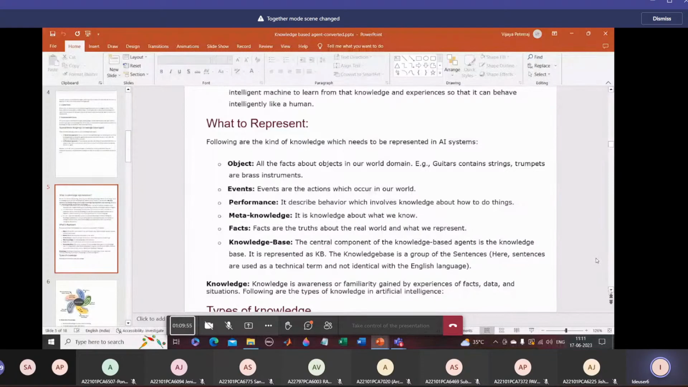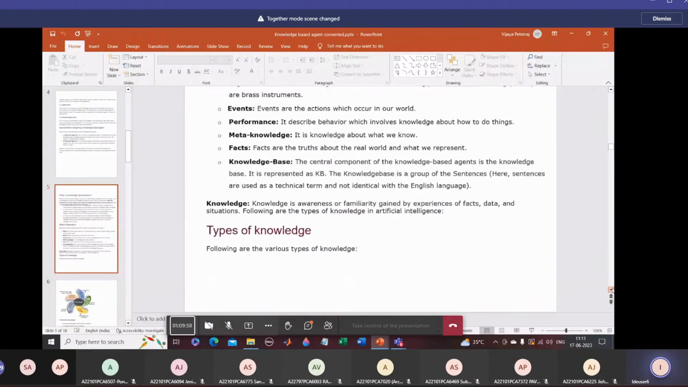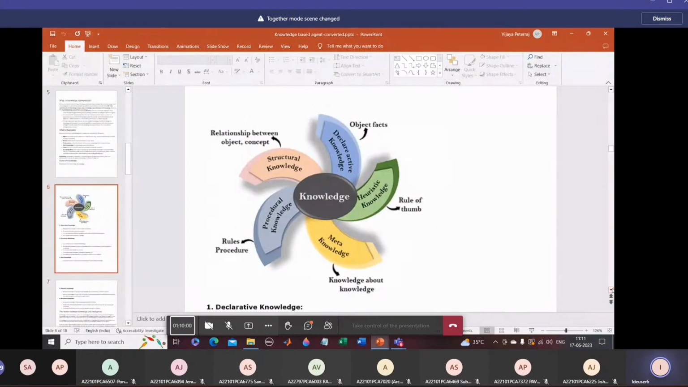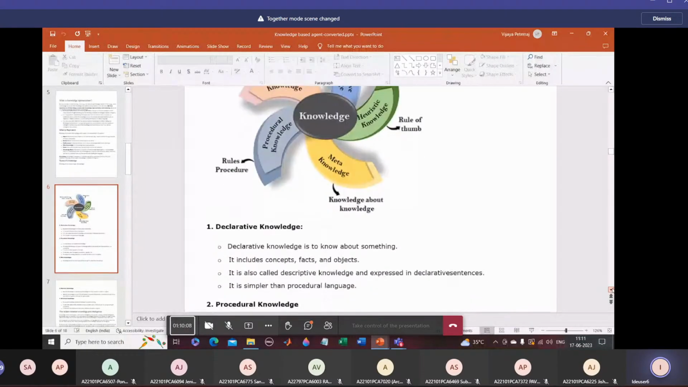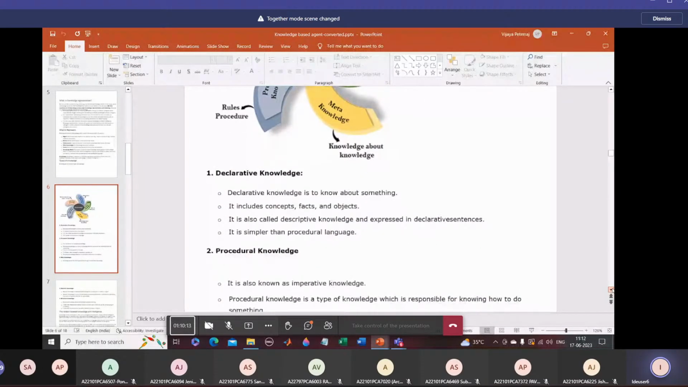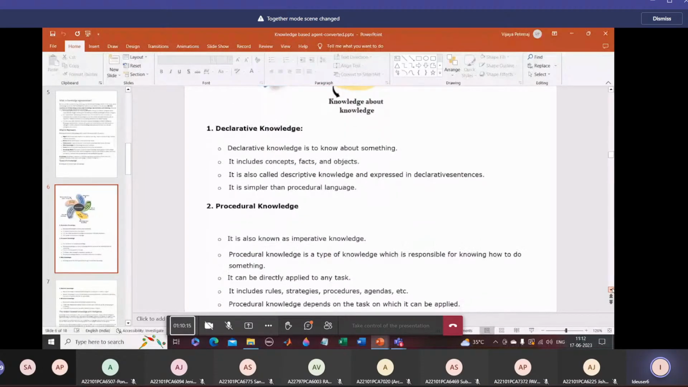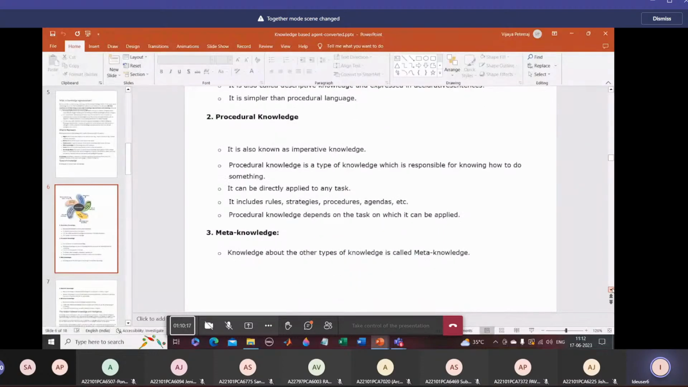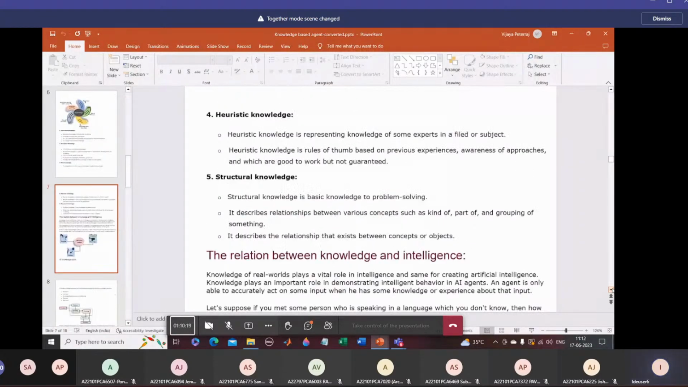So when you talk about knowledge, there are different types of knowledge: declarative knowledge, heuristic knowledge, meta knowledge, procedural knowledge, and structural knowledge. So we have this declarative knowledge. I'll rush up so that you can go through it. And we have procedural knowledge, meta knowledge, heuristic and structural knowledge. And what is the relation between your knowledge and intelligence?